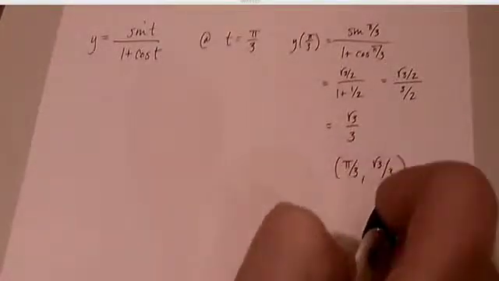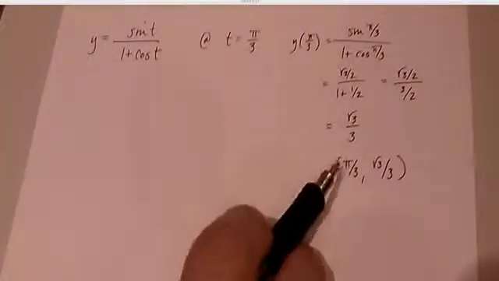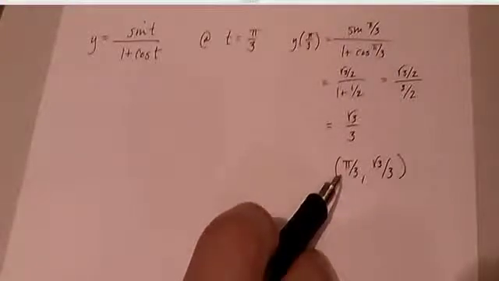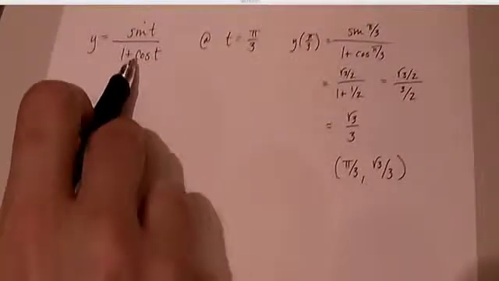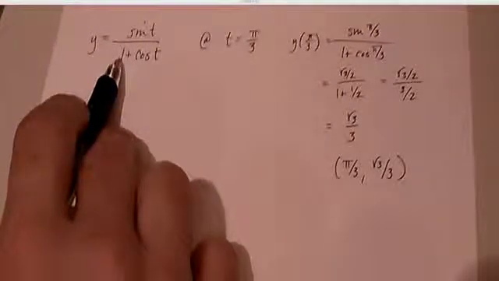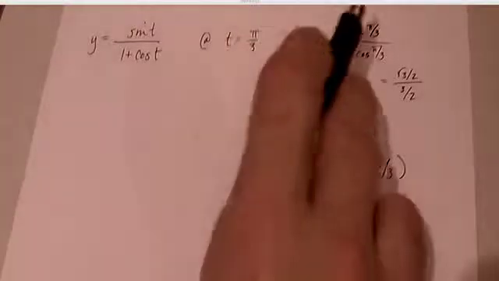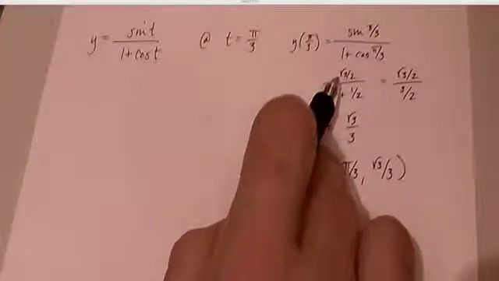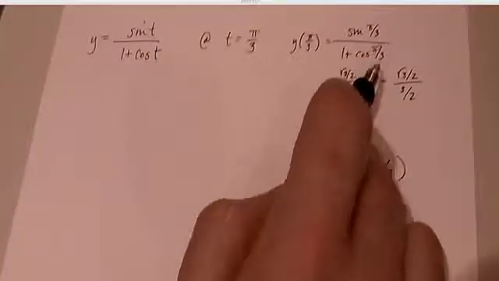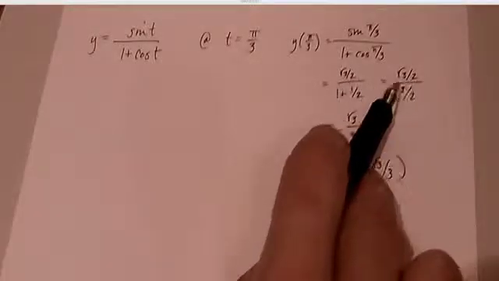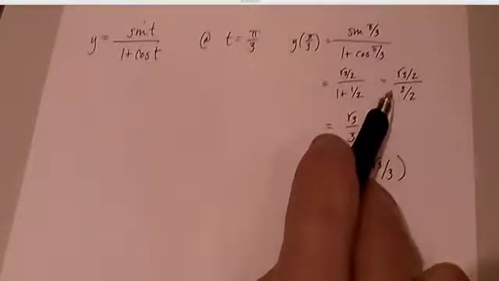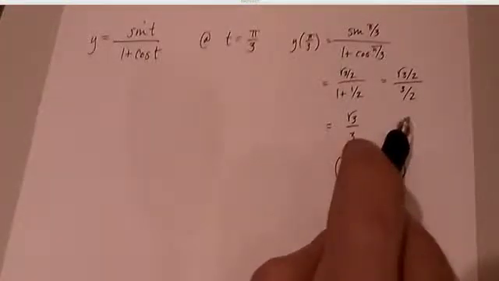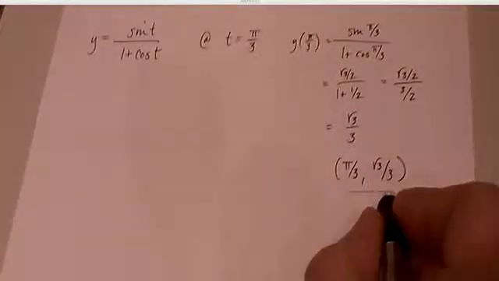We're going to plug it into the function in order to get the rest of the ordered pair. And the rest of the ordered pair winds up being root 3 over 3, largely because we have sine over 1 plus cosine. So when we evaluate, we get sine pi over 3 over 1 plus cosine pi over 3. Well, sine of pi over 3 is root 3 over 2. Cosine of pi over 3 is 1/2. When you add up that denominator, you get root 3 over 2 and 3 over 2. If we multiply by the reciprocal, we get root 3 over 3. And that winds up being our point.